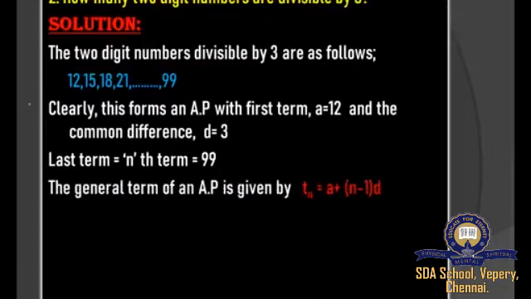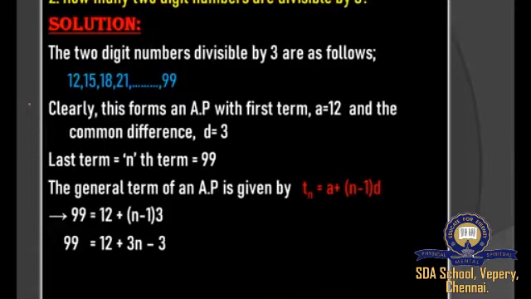Okay, so here what we can do, the general term of an AP is given by Tn is equal to a plus n minus 1 into d. So can I substitute 99 in place of Tn, because the nth term of the sequence is given. I know what a is and what d is. Here I'm going to find what n is. So in place of Tn, I'm going to substitute 99, in place of a 12 and in place of d 3.